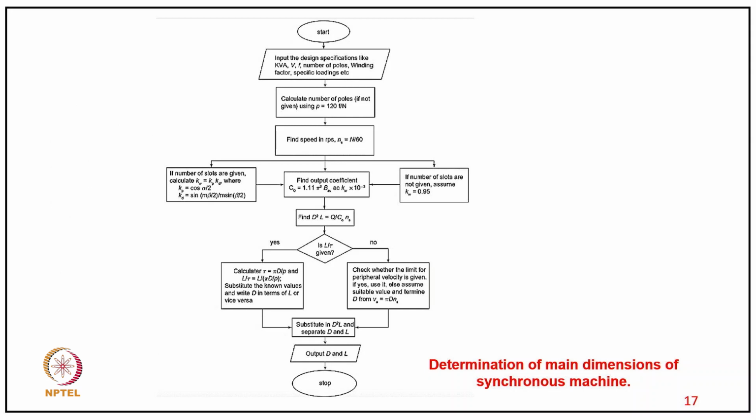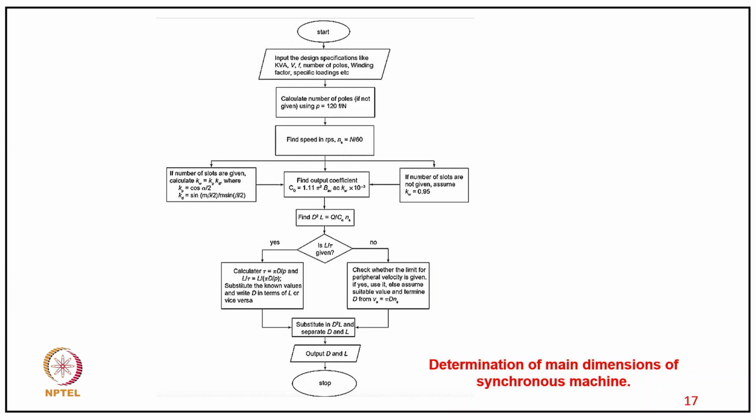So you input the design specification like kVA, voltage, frequency, number of poles, winding, power factor, specific loading, and calculate the number of poles if not given, like P equal to 120 f by N. Then find the speed in revolution per second, N upon 60, and then if number of slots are given, calculate kW equal to kE, kg, kd and kp, where kp is equal to cos alpha by 2 and kd is sin m delta by 2 divided by m sin beta by 2. Then find the output coefficient C0.